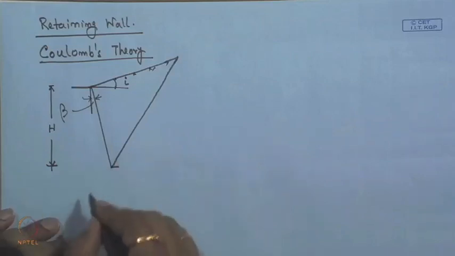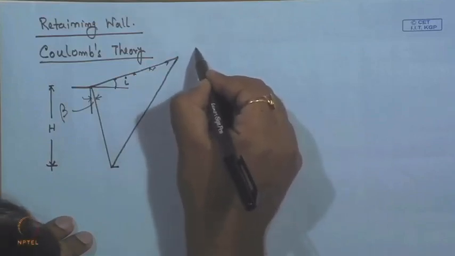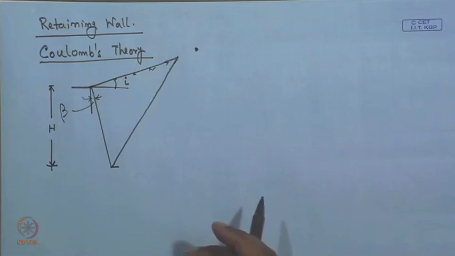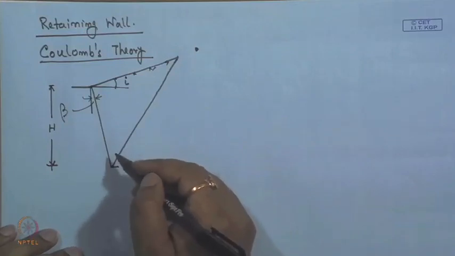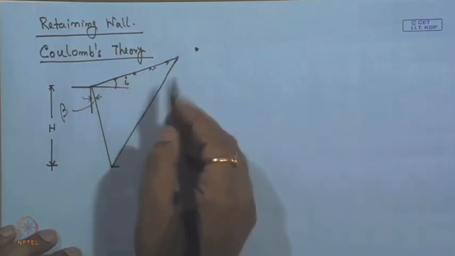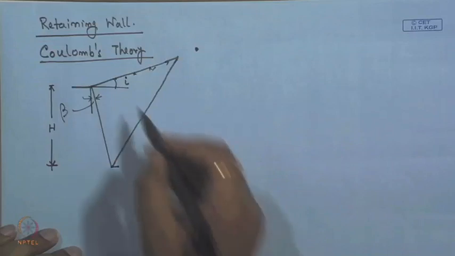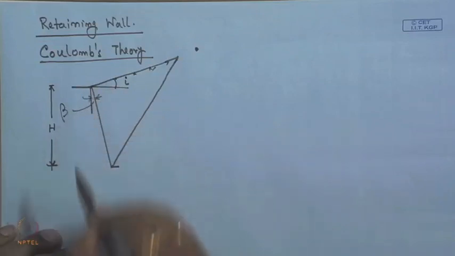Now, in this condition, for Coulomb's theory, you know that the soil should be dry, homogeneous, isotropic and cohesionless. Then the backfill surface can be planar or inclined. Here the backfill surface is inclined; i can be zero also. The back of the wall can be inclined to the vertical, here with an angle beta.